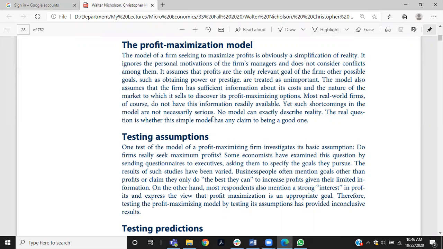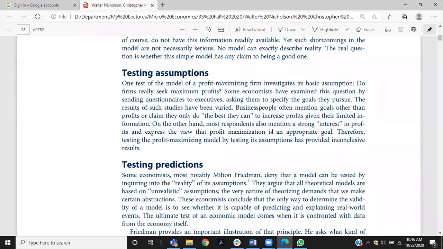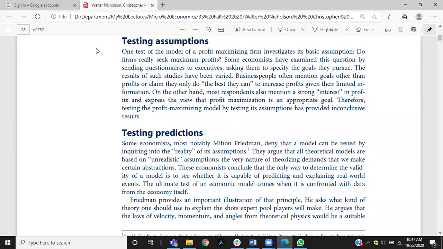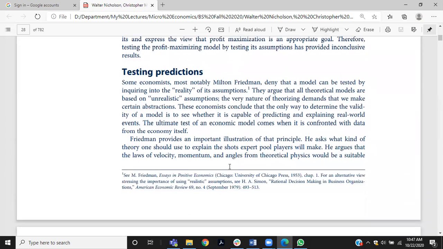how a model is verified using two methods or two approaches. One is the testing assumptions approach, and the other is testing predictions. Testing assumptions is a direct approach to verify your model, and testing predictions is actually an indirect approach to verify a model. Sometimes one approach is used and at other times another approach is used. Some economists favor the direct approach and other economists favor testing predictions, or the indirect approach.